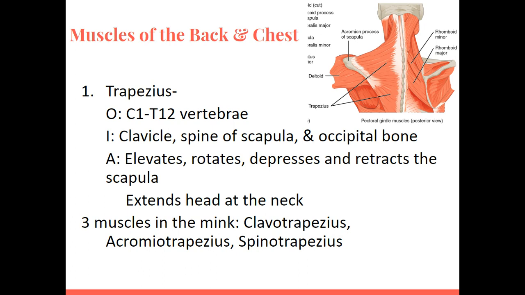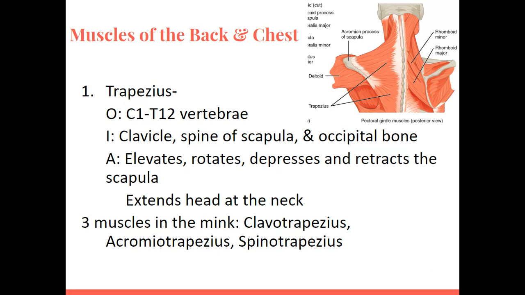So it arises from the C1 to T12 vertebrae. So it starts right there at the atlas and goes all the way down to the bottom of your thoracic region. So it's a pretty long muscle. And it inserts onto your clavicle and your scapula, as well as your occipital bone. And so what this does is it moves your shoulders around, essentially.